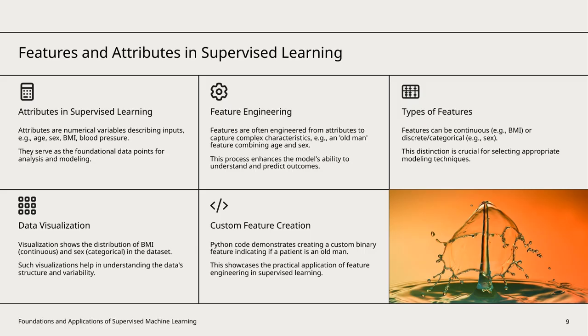Moving on, it's important to distinguish between different types of features. Some are continuous, like BMI, which can take any value within a range, while others are categorical, like sex, which has discrete categories. Recognizing this difference helps us choose the right modeling techniques. We also visualize our data to better understand it. For example, plotting BMI shows us its distribution, and visualizing sex helps us see how categories are spread across the dataset. These visualizations reveal the structure and variability of our data, guiding our modeling choices.